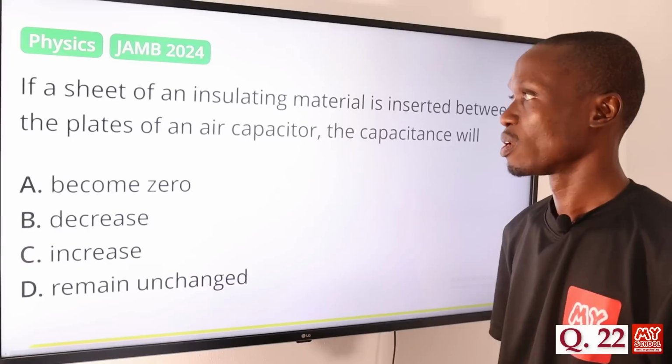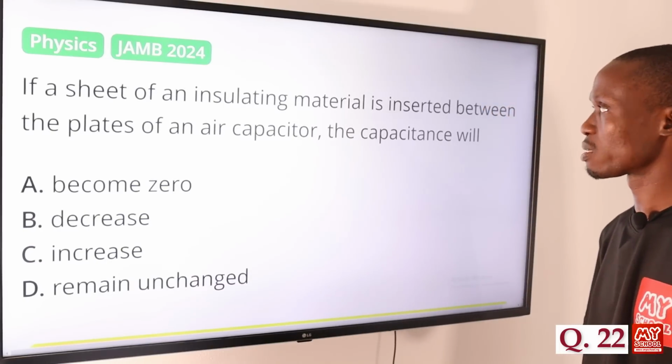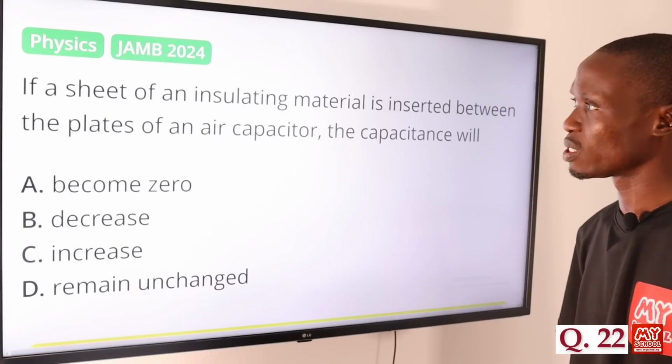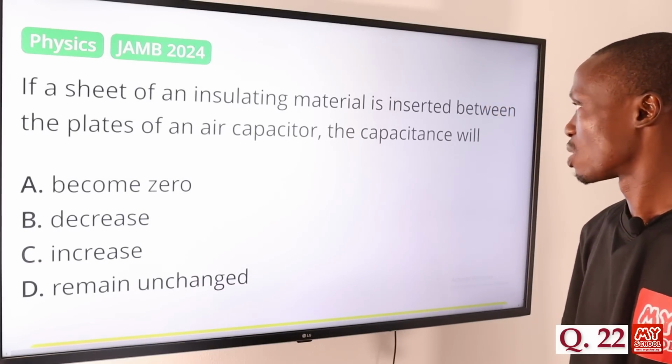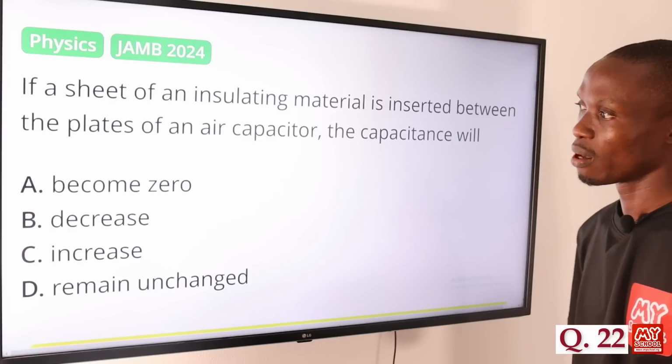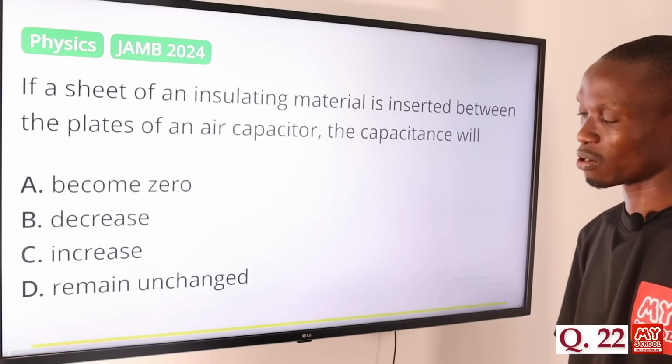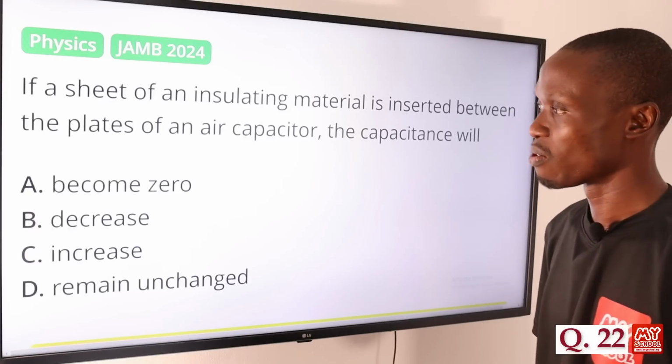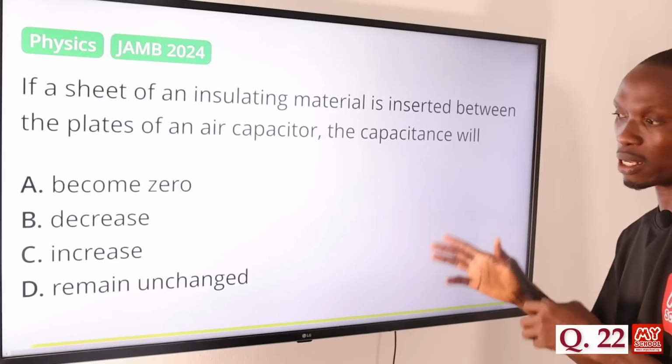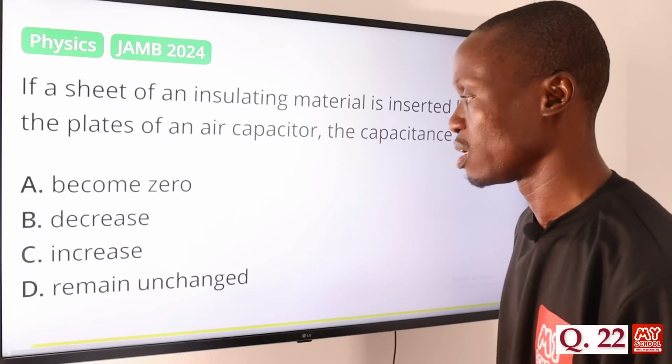Question 22. If a sheet of an insulating material is inserted between the plates of an air capacitor, the capacitance will A, become 0, B, decrease, C, increase, and D, remain unchanged. So the answer to this question is option C, increase.